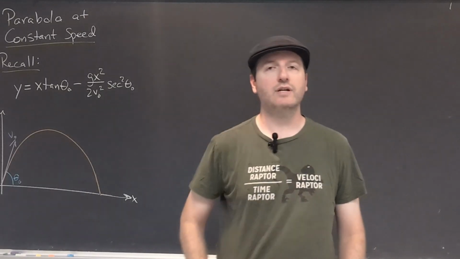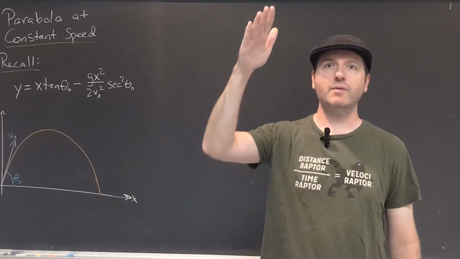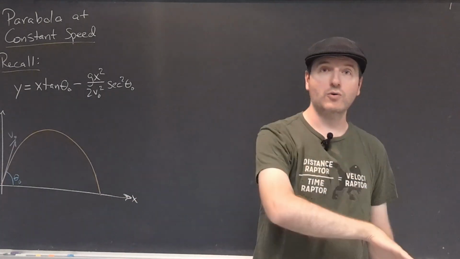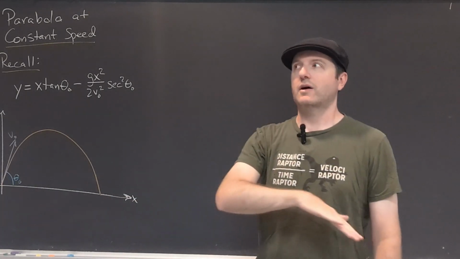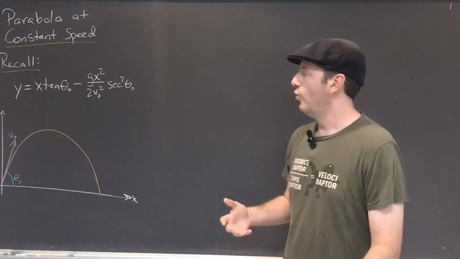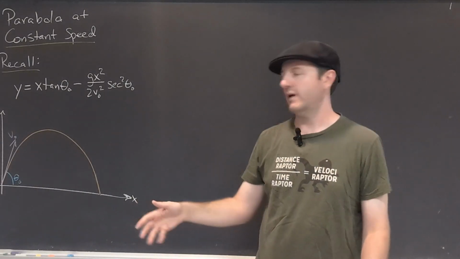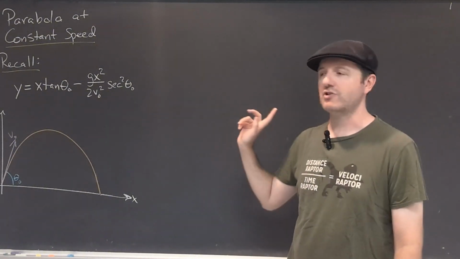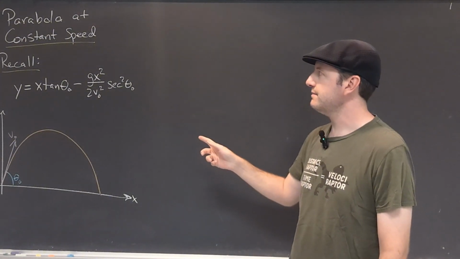Now, normally during projectile motion, you slow down as you go up and then you speed up as you come back down. But let's say that we just have a constant speed the whole time. The question we want to ask ourselves is, what is the acceleration at any point along this curve? And in particular, what's the acceleration at the vertex?